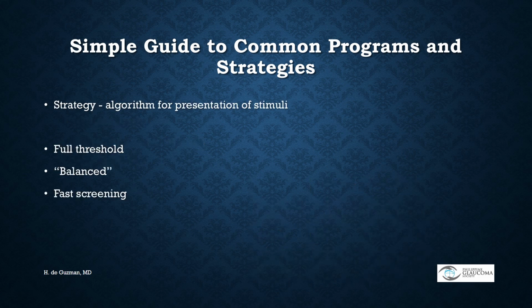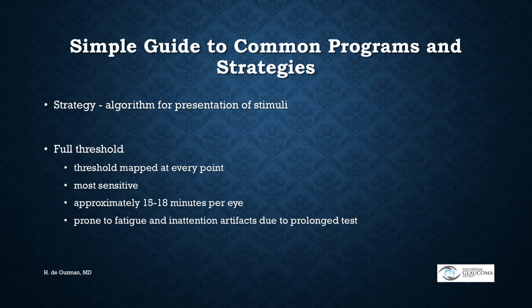The strategy is the algorithm that the machine uses for presenting the stimuli to the patient. In general, there are three types: the full threshold, what I like to call the balanced, and the fast screening. The full threshold test maps the threshold at every point on the matrix. It's the most sensitive, but it's also prone to artifacts due to fatigue and inattention because of the long test time. 15 to 18 minutes per eye is very long. I recommend that every ophthalmologist should do a visual field test so that we know what it feels like and we know what we are putting our patients through every time we send them for a visual field test.